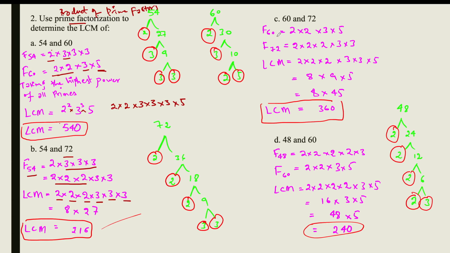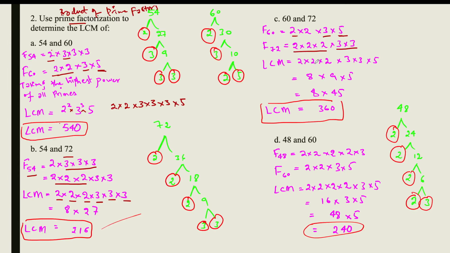Now 60 and 72, again expressing each number as a product of prime factors using any one of the two methods. Then we look for the highest power of the factors mentioned here. So we have 2, 3 and 5. The highest power of 2 is here, the highest power of 3 is here. Here the power is 1, here the power is 2, and the highest power of 5 is 1, so we are going to take this.